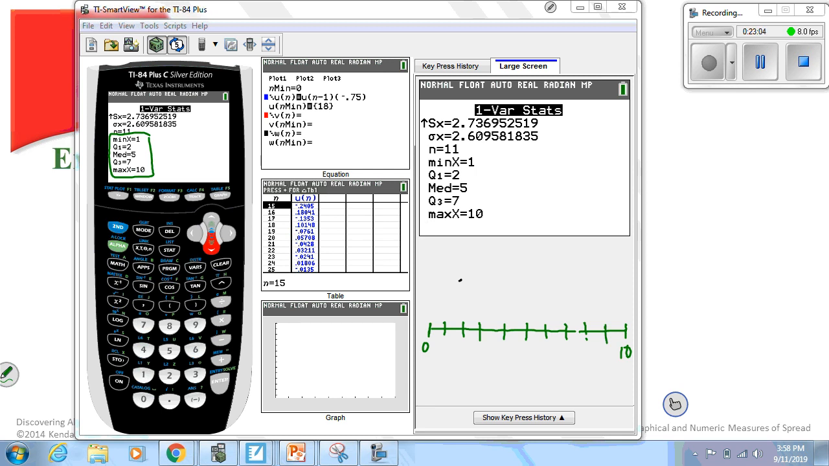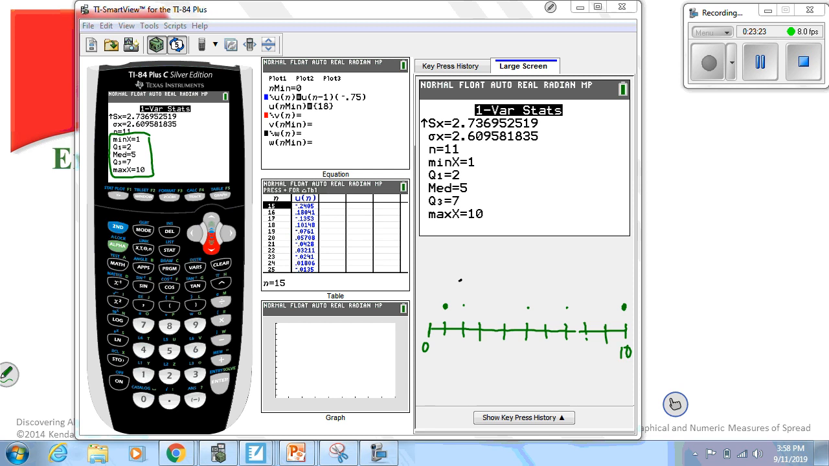I have a minimum of 1. So I'm going to go ahead and plot my minimum. I have a Q1 of 2. So I'm just going to go ahead and make a little dot at my Q1. The median of 5. So again, I'm going to make a dot at median of 5. Q3 of 7. So that's going to go there. And a max of 10.